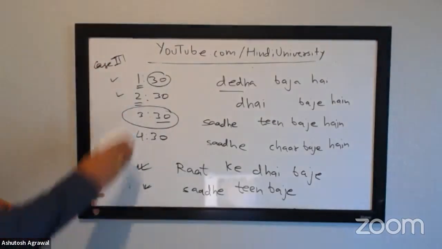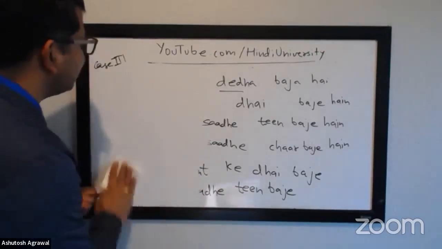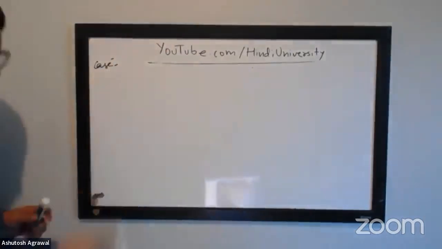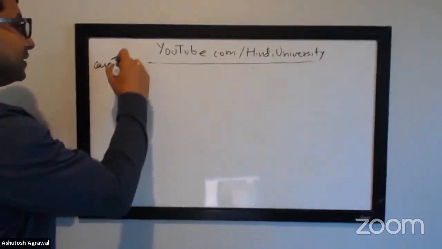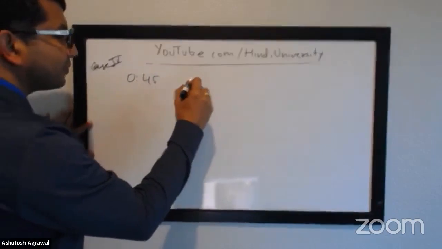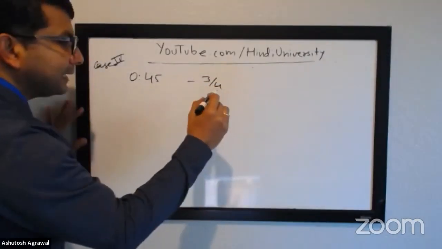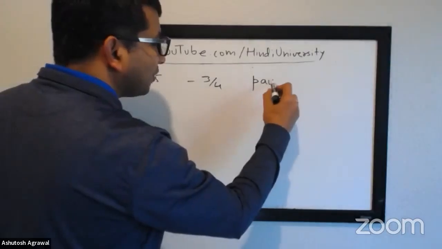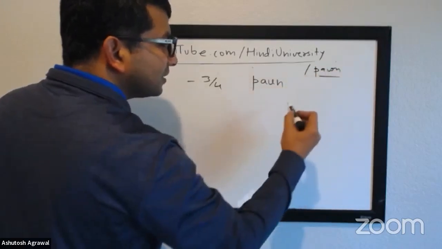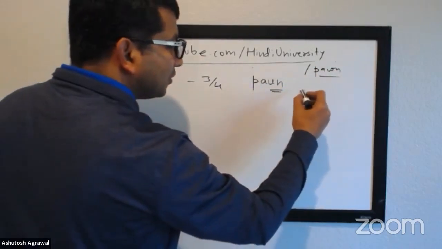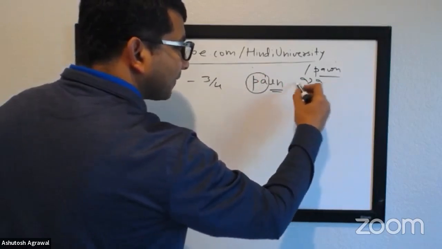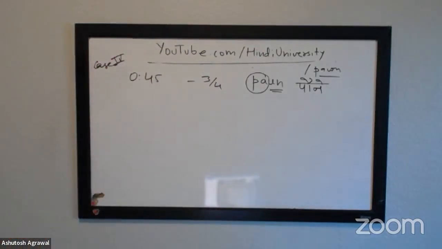Okay, now I'm going to erase it. Now it's basically case number 4, which is 3/4, or 45, a quarter to. And in Hindi, it's basically pone, pawn. It's just like in chess, you have the pawns, right? But you put slightly more emphasis on the paw. So it's basically pone. Okay, so 3/4 is pone.